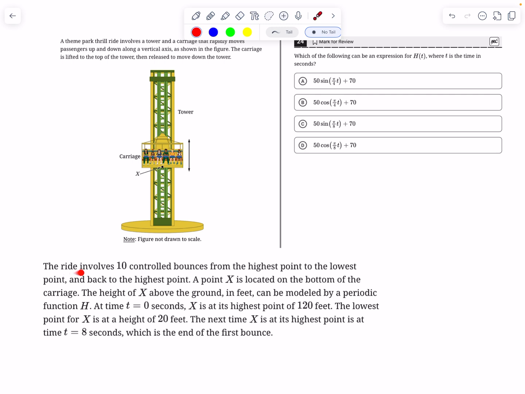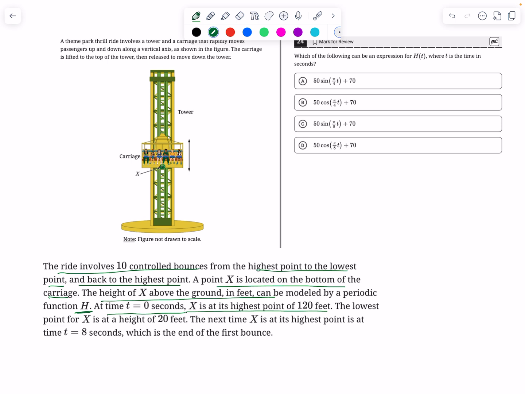The ride involves 10 controlled bounces from the highest point to the lowest point and back to the highest point. Point X is located on the bottom of the carriage. The height of X above the ground in feet can be modeled by a periodic function h. At time equals 0 seconds, X is at its highest point of 120 feet.